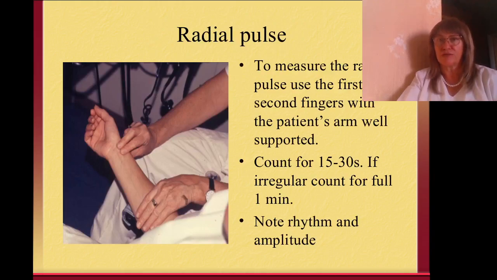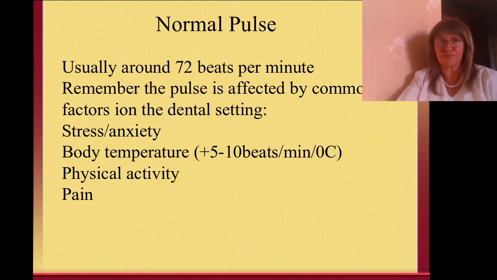Radial pulse. To measure the radial pulse, use the first and second finger with the patient's arm well supported. Count for 15 to 30 seconds. If irregular, count for a full 1 minute. Note rhythm and amplitude. Normal pulse is usually around 72 beats per minute.